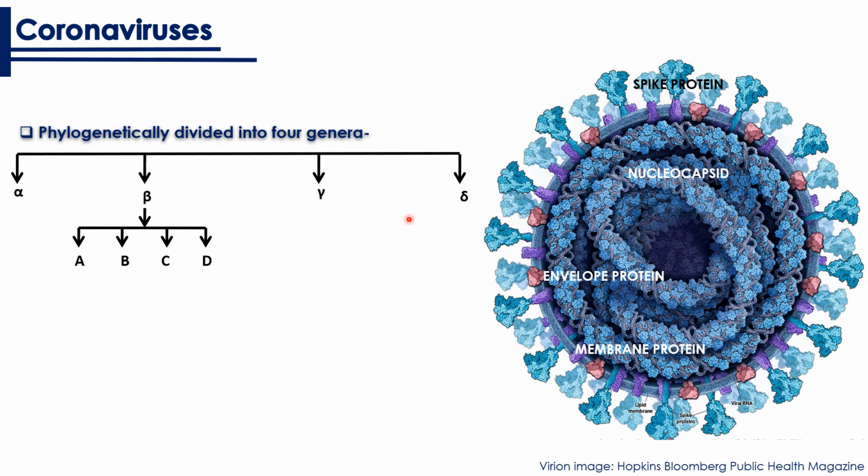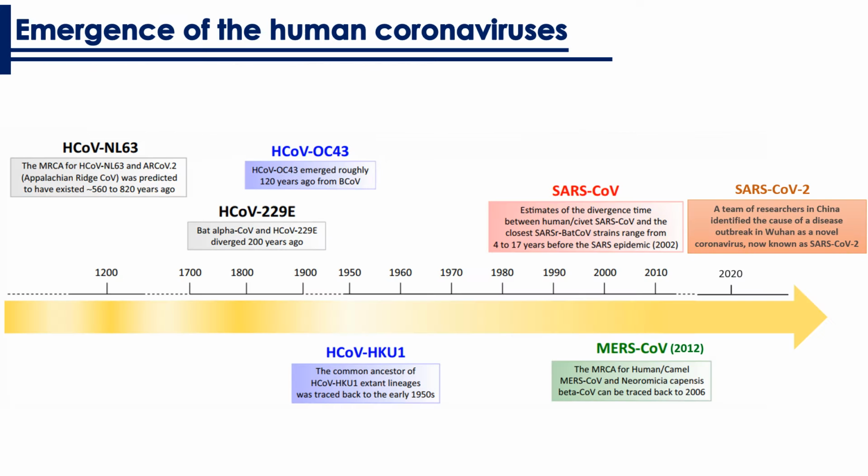Coronaviruses are phylogenetically divided into 4 genera, that is alpha, beta, gamma and delta. This phylogenetic classification of COVs has also been discussed in the previous lecture. So this is a timeline showing the emergence of the human coronaviruses. Till now, there are only 7 known coronaviruses which can infect humans.